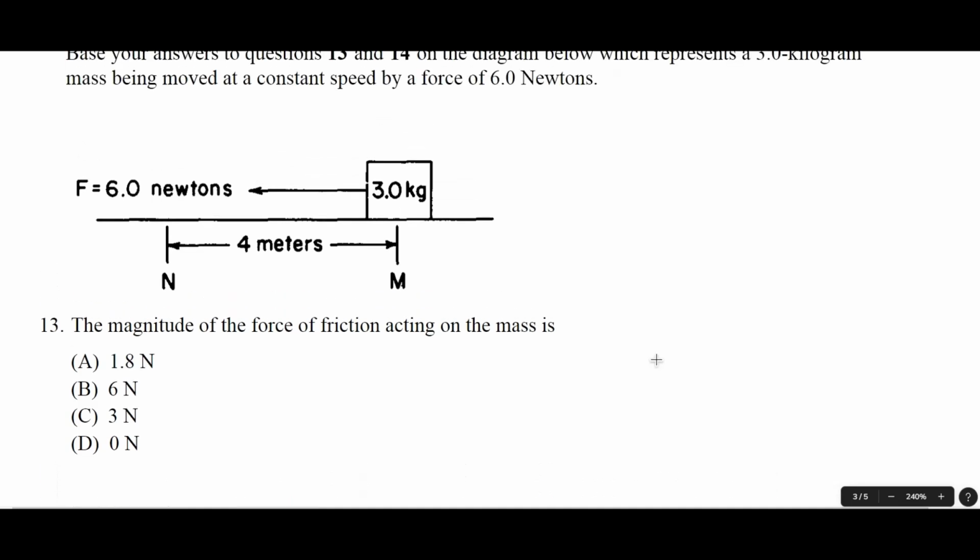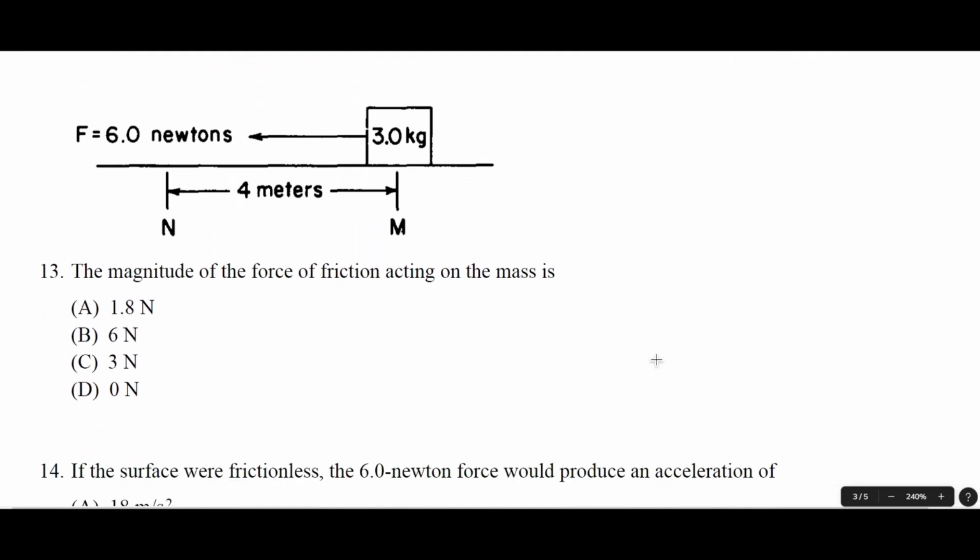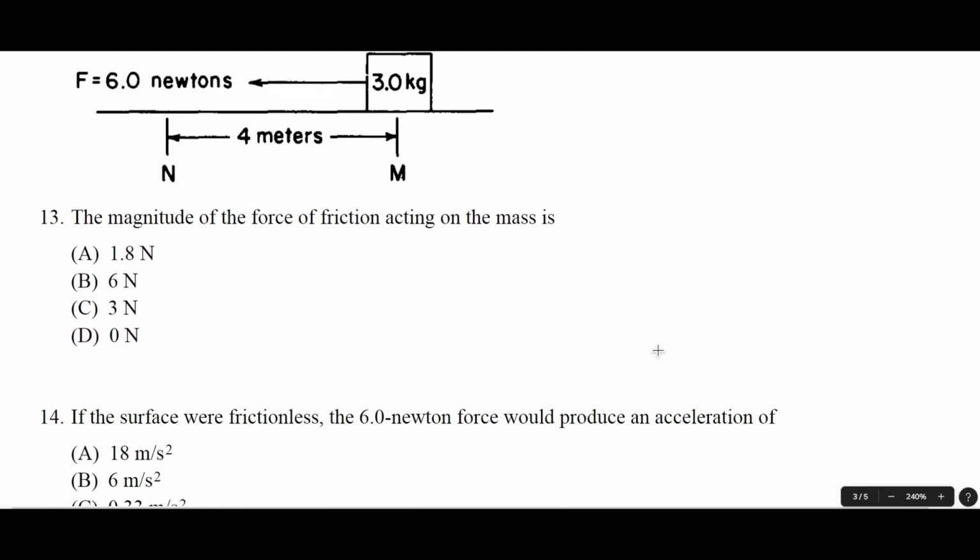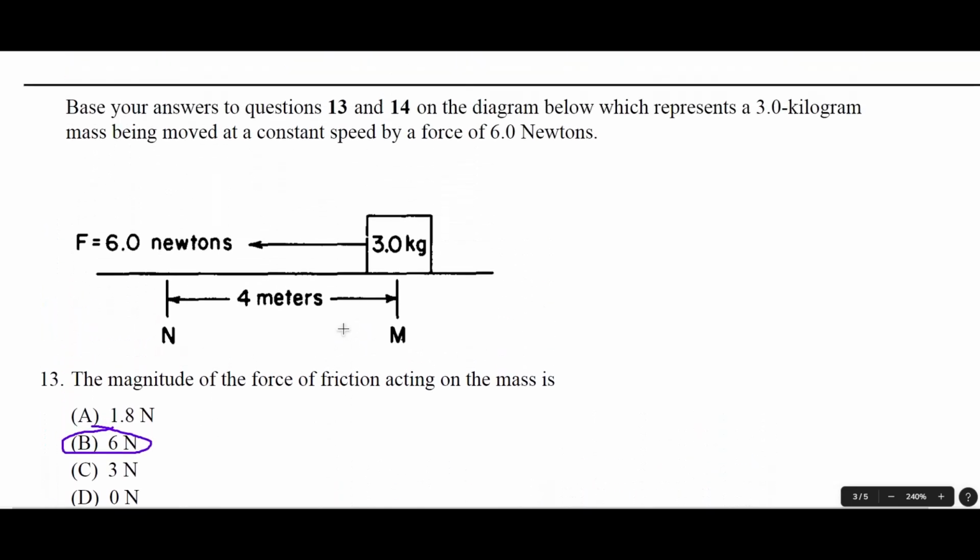All right, here's the next question. Pause the video, work it yourself, and we'll go over it in a second. All right, so for 13, they want the force of friction acting on the mass. The answer is going to be B. The way we end up doing this, it says it's moving at a constant speed with 6 newtons, so we know that the force has to be 6 newtons to the right.